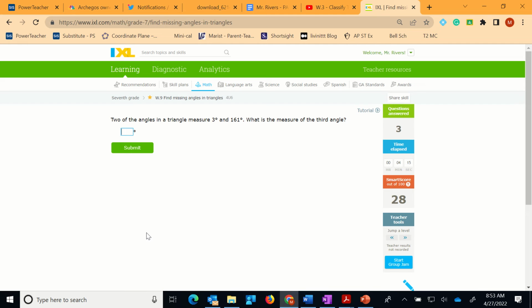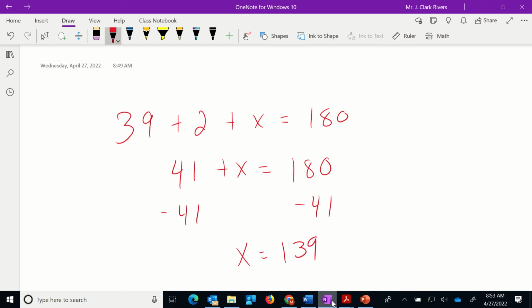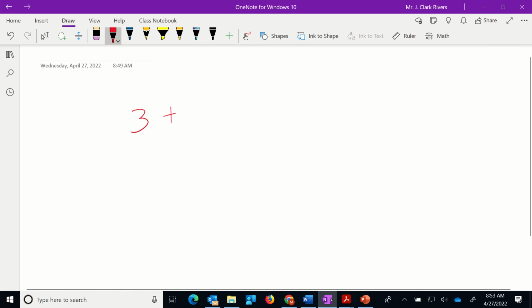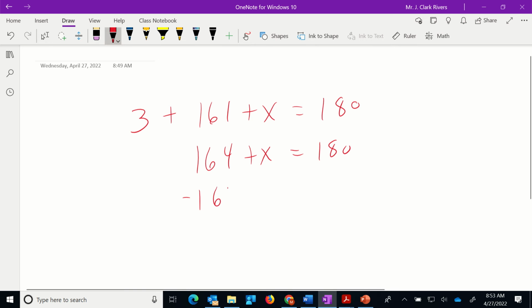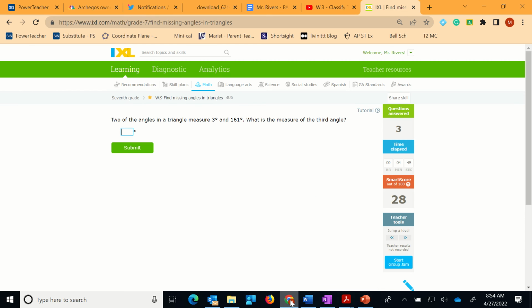Two angles in a triangle measure 3 degrees and 161. What's the measure of the third angle? 3 and 161. Okay. 3 plus 161 plus the unknown is equal to 180. 3 plus 161 is 164 plus x equals 180. We subtract 164, and we get x is equal to 180 minus 164 is 16. 16 is the unknown angle.